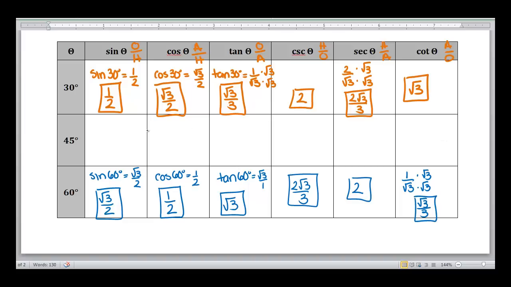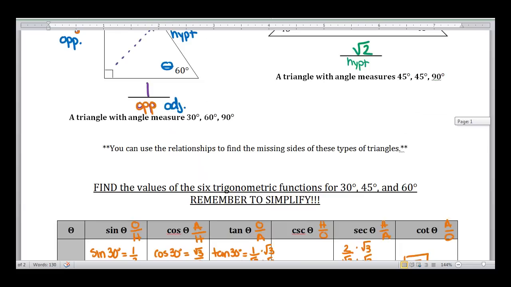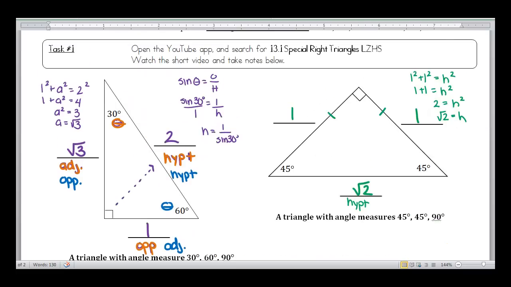Let's next look at 45 degrees. So that will be our green triangle. Since both acute angles are 45 degrees, you can choose either one to be the theta we're going to use. I'm going to use this one on the left.